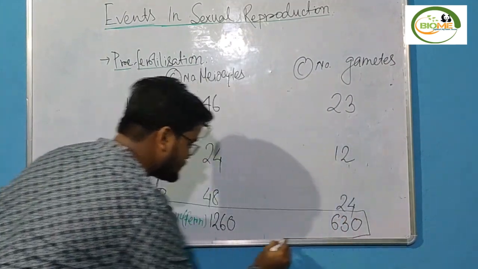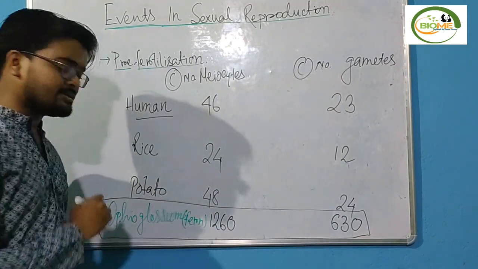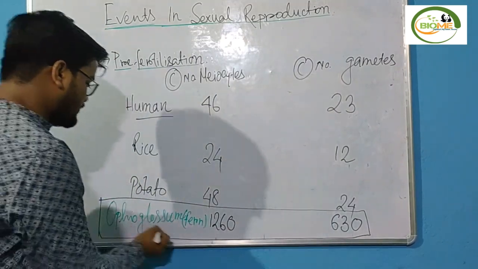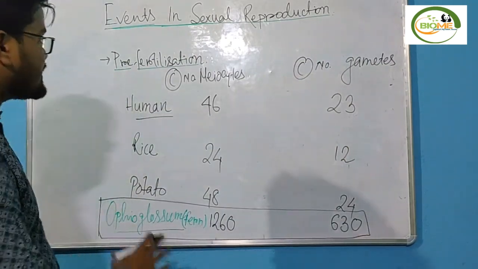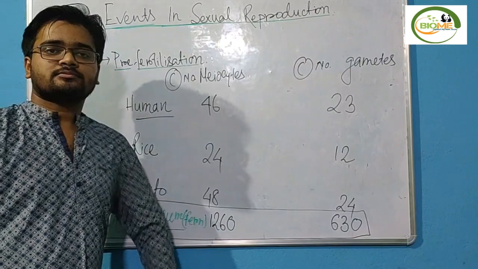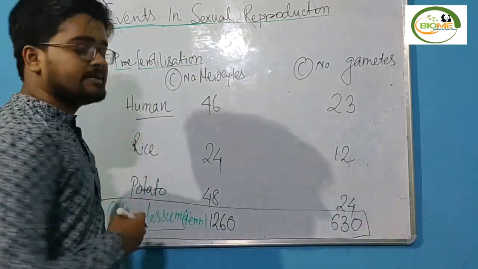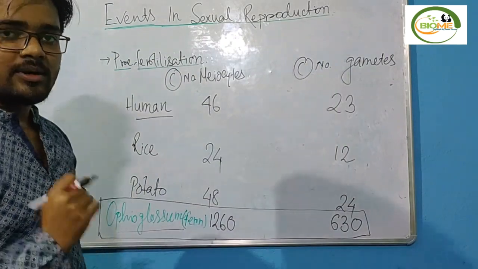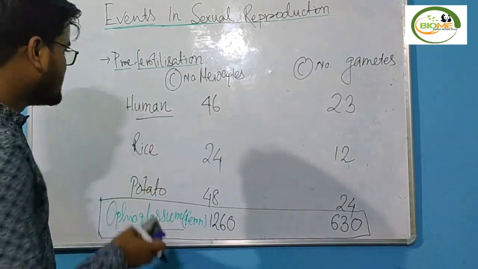In which organism do we get the highest number of chromosomes? We get the highest number of chromosomes in a fern. The name of the fern is Ophioglossum. Okay, clear? So now we come to another point of this pre-fertilization period, that is sexuality in organisms.